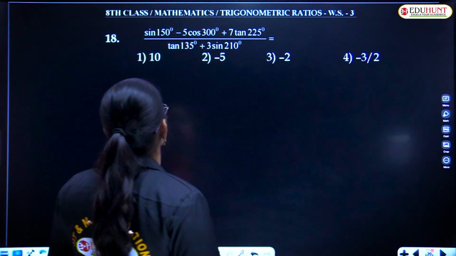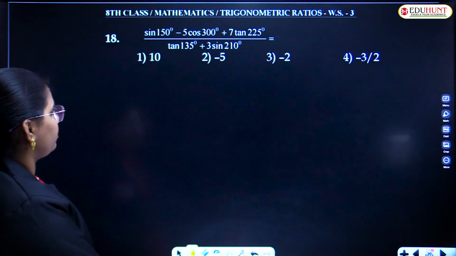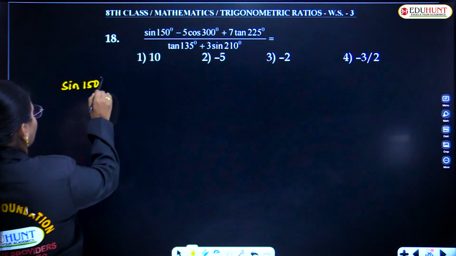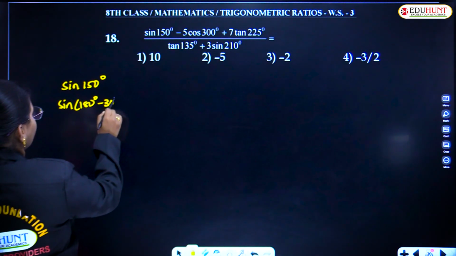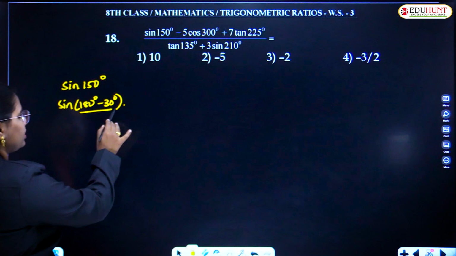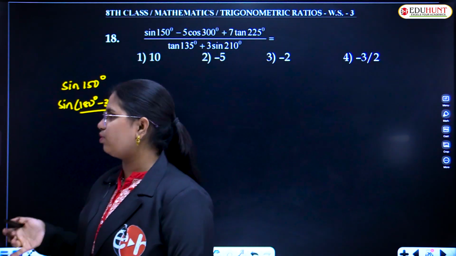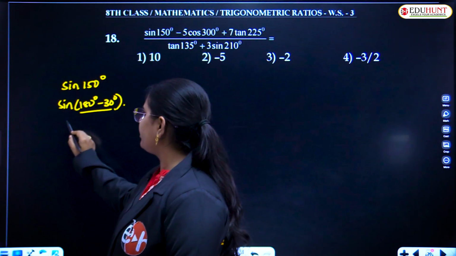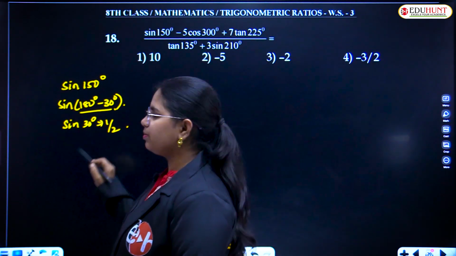So what is my next question? 18th question, sine 150 degree. So let's get back. Sine 150 degree. Can I write it as 180 degree minus 30 degree? 180 minus 30, what is the value of 180 minus 30? Second quadrant. Sine is becoming positive in the second quadrant. Yes or no? So sine is becoming positive in the second quadrant. In the second quadrant, I will keep sine 30 as sine 30. Sine 30 is 1 by 2.